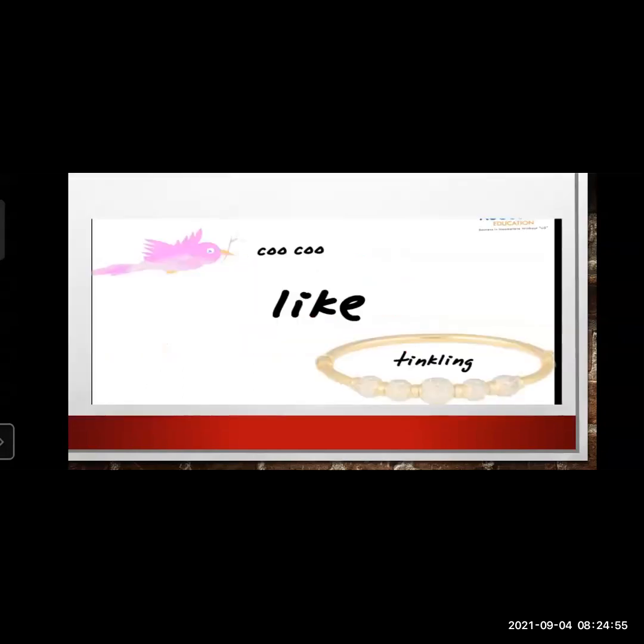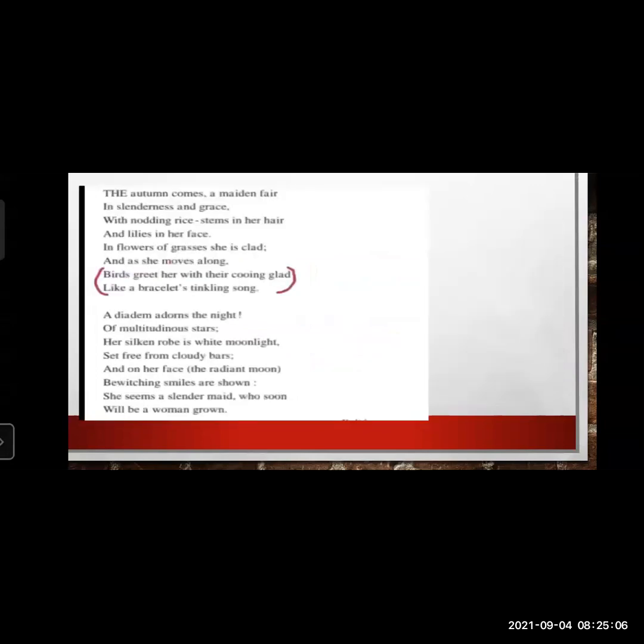Yes, the birds make the sound like coo coo coo, and it is compared with the tinkling of the bracelet or bangles. So that's why here you can see the sentence where the simile has been used in the poem. Birds greet her with their cooing glad like a bracelet's tinkling song. So these two lines show us the use of simile in the poem.